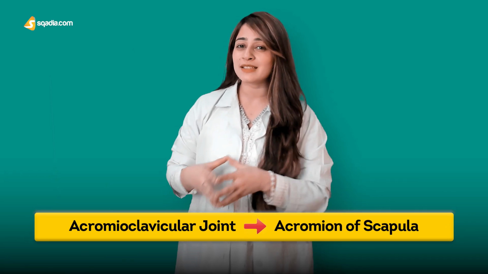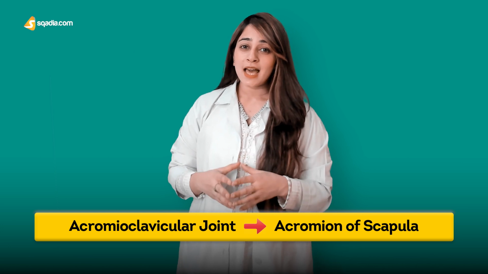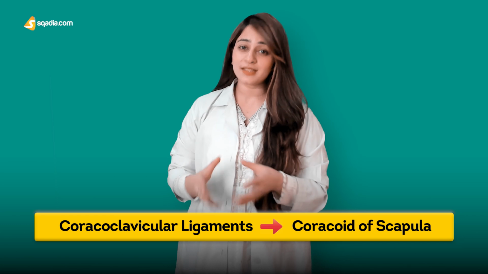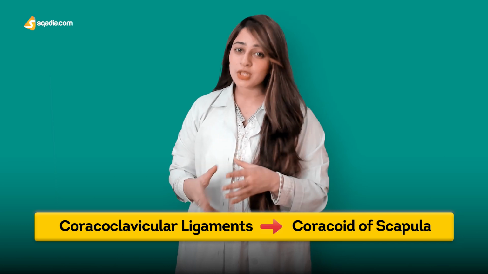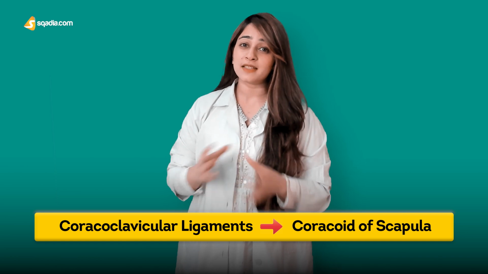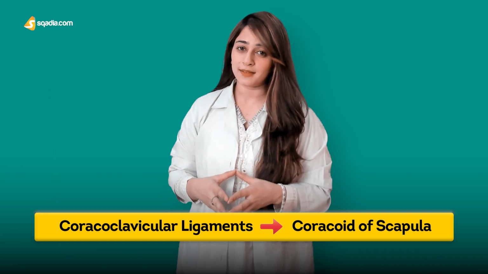Now here you shouldn't get confused with these two terms. The clavicle forms a joint with the acromion process of the scapula called the acromioclavicular joint. At a different region, it also gives attachment to the coracoclavicular ligaments, attaching the coracoid process of the scapula to the clavicle, but it does not form a joint with it.